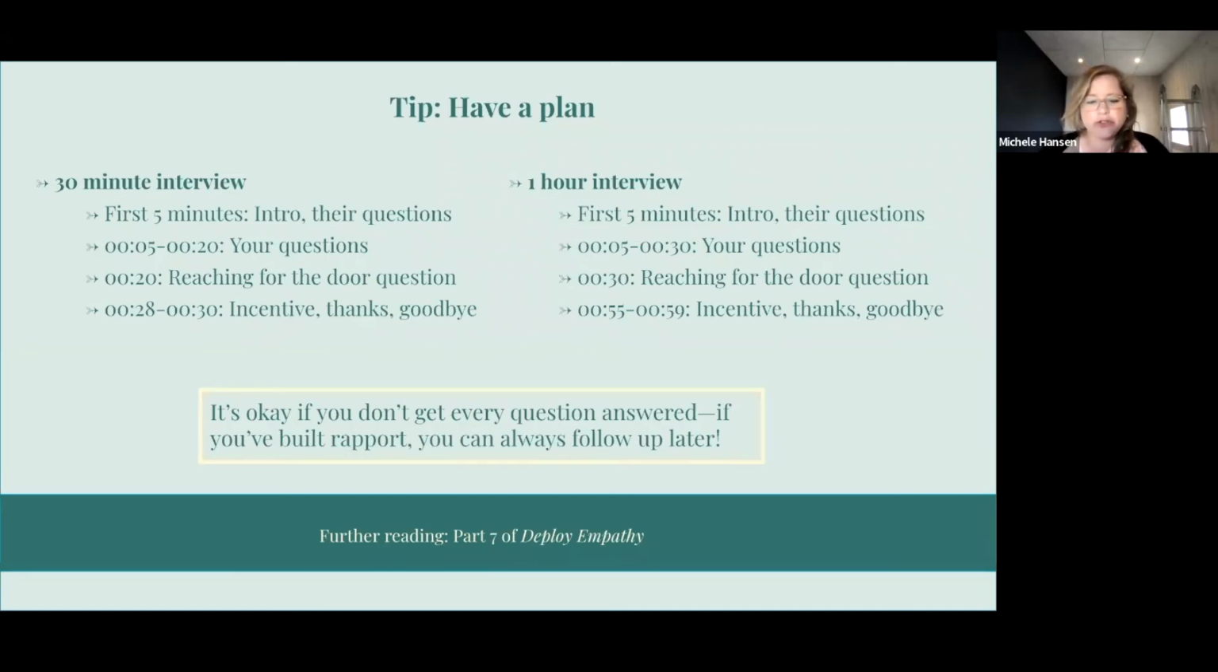And so the reaching for the door question is, thank you so much for taking the time to talk to me. I really appreciate it. I've learned a lot from you today. Is there anything else you think I should know? And you wait until that pause is awkward.